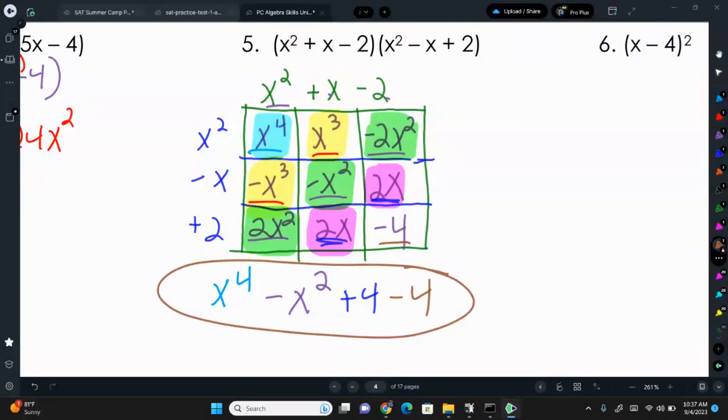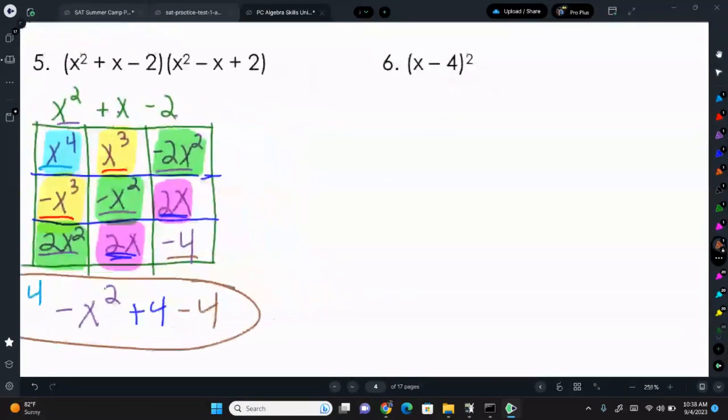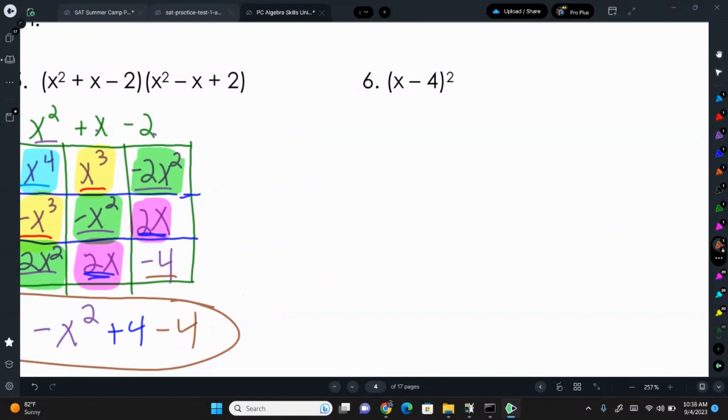So if you did multiply it all out like I was showing with the arrows earlier, you would get the same answer, but to me this is an easier way to organize it and make sure all your like terms follow a nice pattern. All right, number 6, x minus 4 squared. And like I said earlier, you could write it out, x minus 4 times x minus 4, and multiply it out, or use the shortcut. I'm going to show you both ways for this one because this one is not as time consuming.